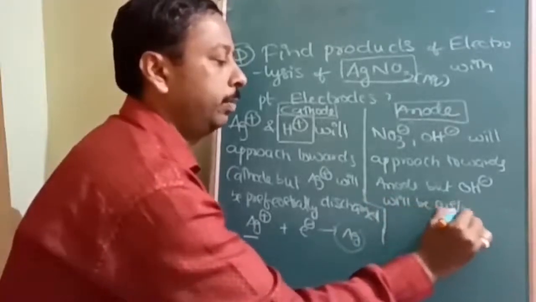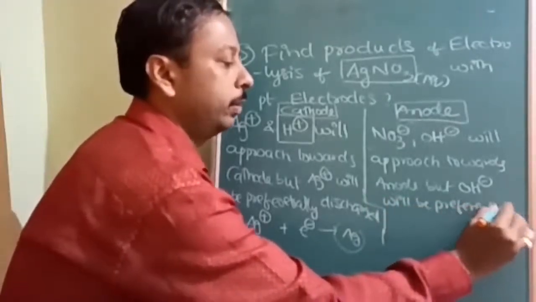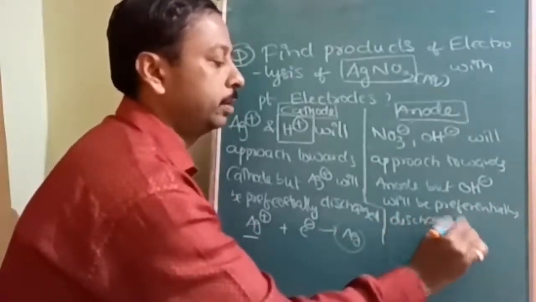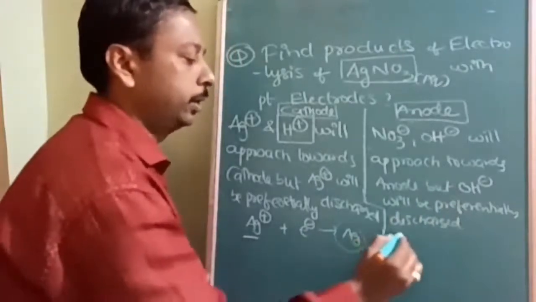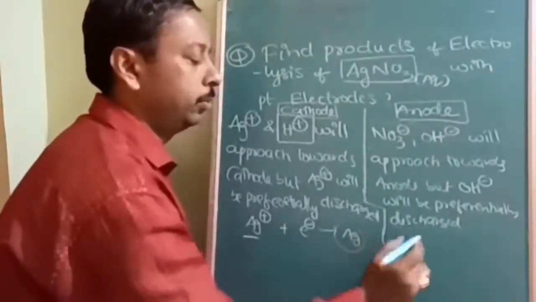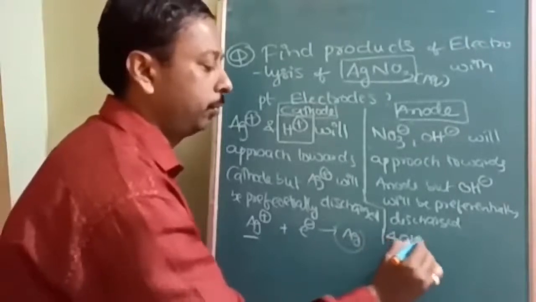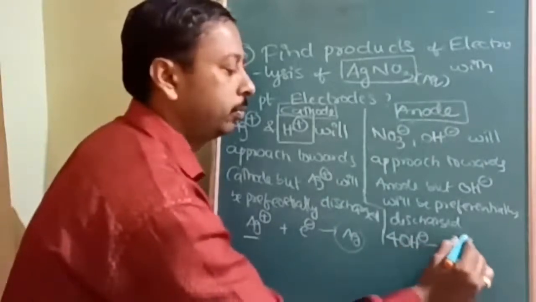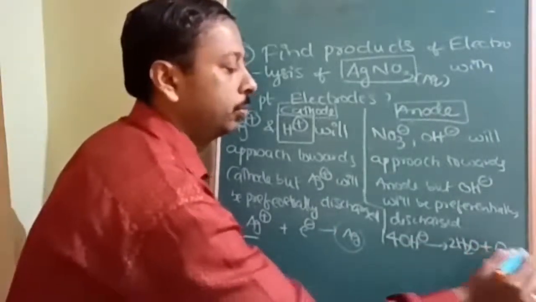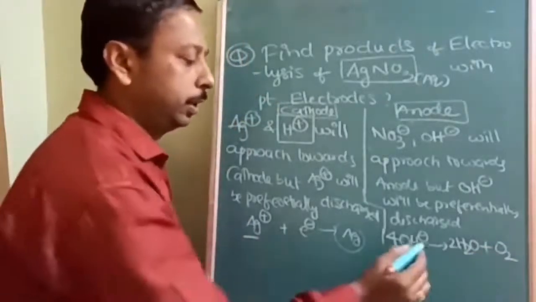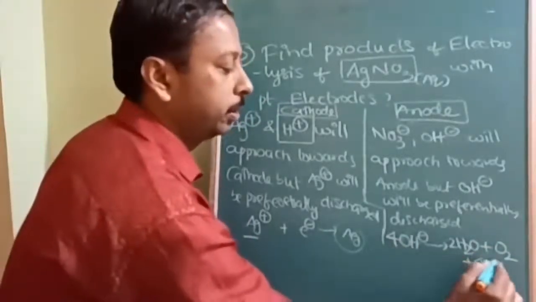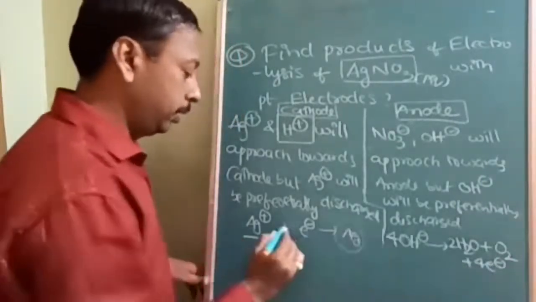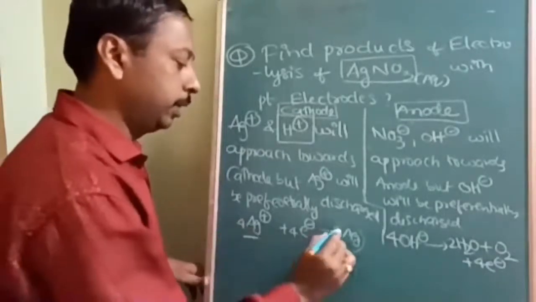So OH minus will be preferentially discharged. Therefore, the reaction is: whenever OH minus is there, how many should we write? 4 OH minus. So 4 moles of OH minus will give you 2 H2O plus 1 O2. And 4 electrons are to be written on the right side. So at the cathode this has to be 4 Ag plus and 4 Ag.